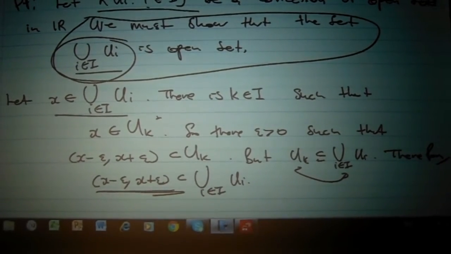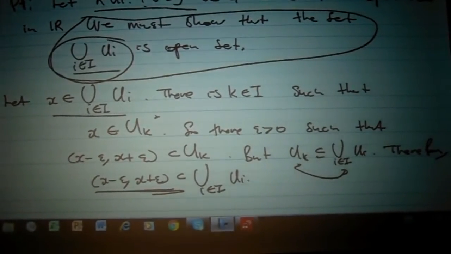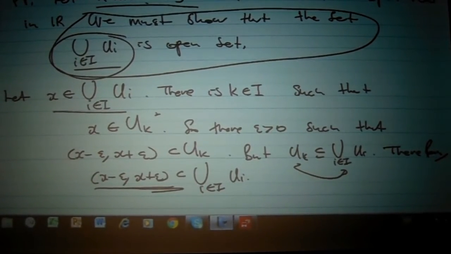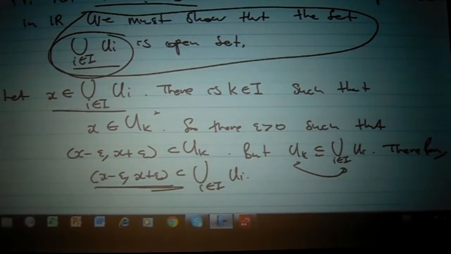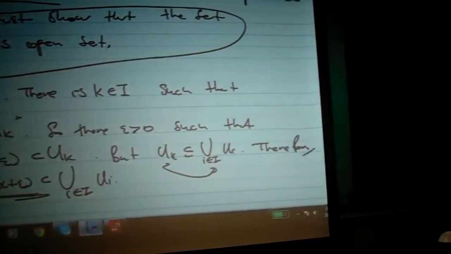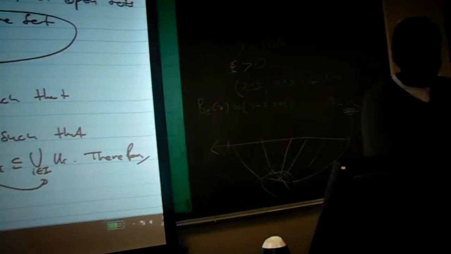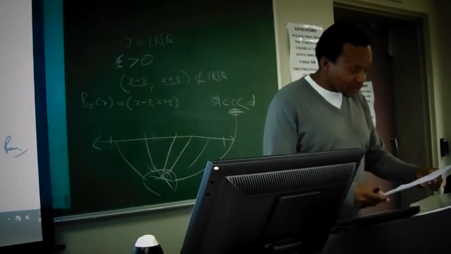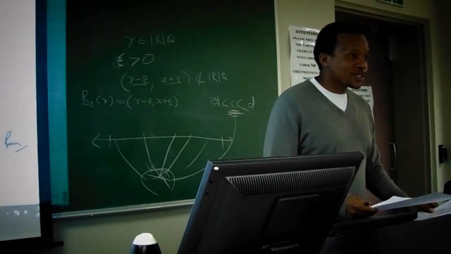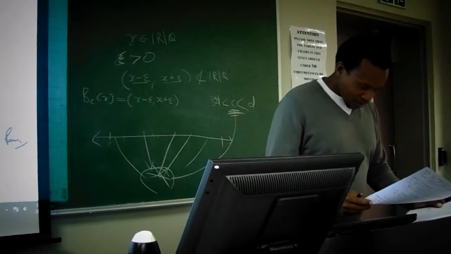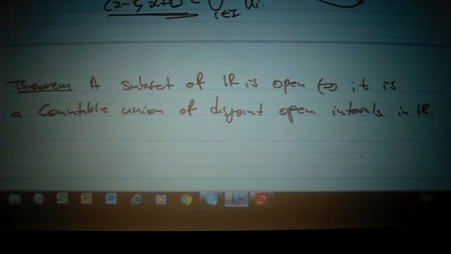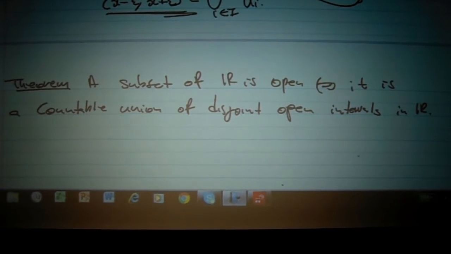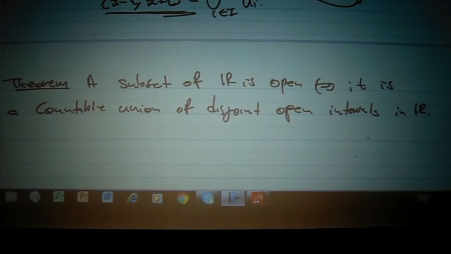So after seeing that, we go back to the definition and see what we want. We should take x in here, and then we should be able to find an open ball containing this. And then we just use the argument. The second one, I will leave as an exercise to you. Yeah, a countable union of disjoint open intervals. Yeah, this is the interval.